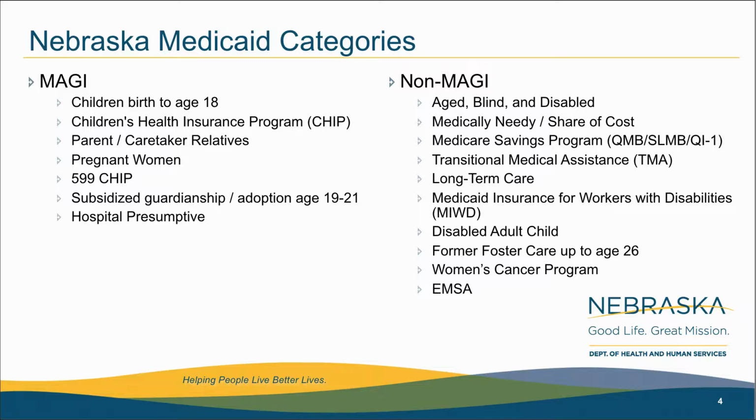Our non-Magi categories are listed there as well. Most of these are going to be around the elderly or the disabled categories, and those are listed there. TMA, Transitional Medical Insurance, that's the program where if a client gains employment or has employment that raises them out of a Magi category, they can receive supplemental health insurance up to a year as long as they provide that information in a 6-month average.